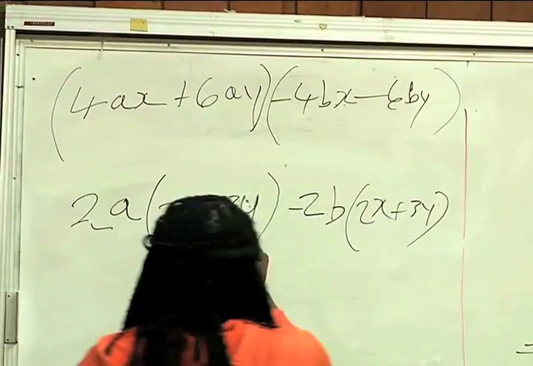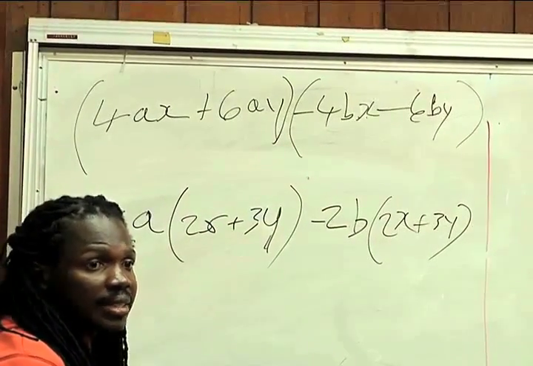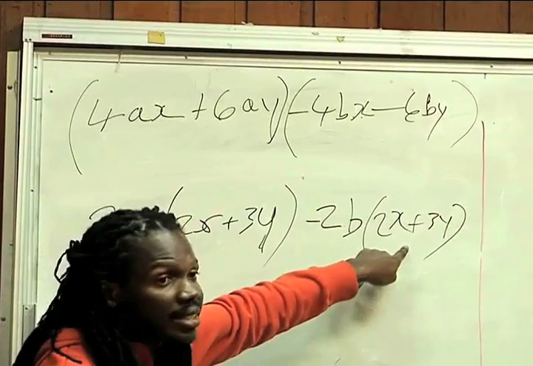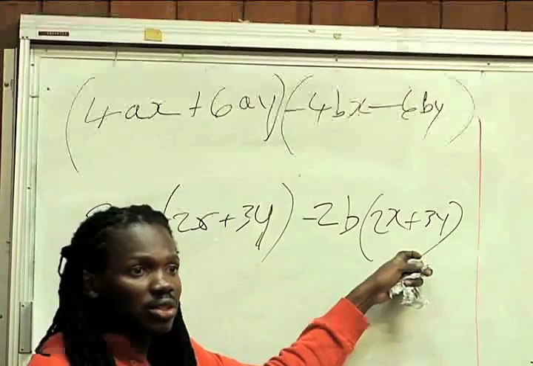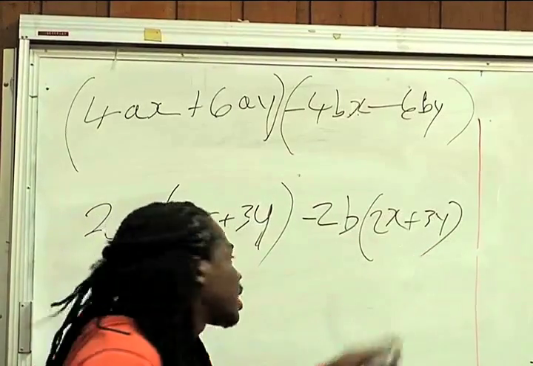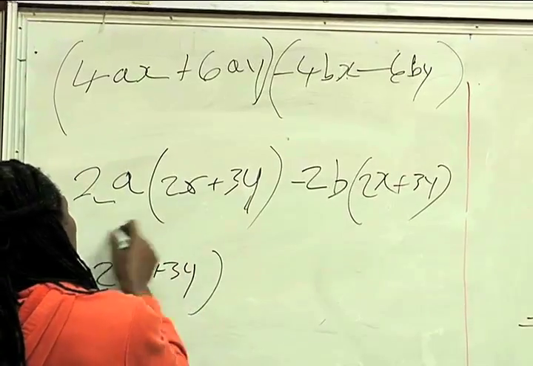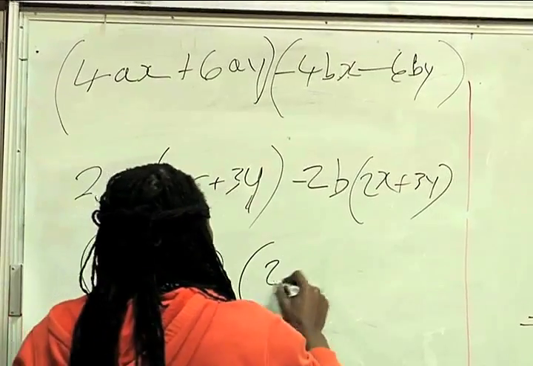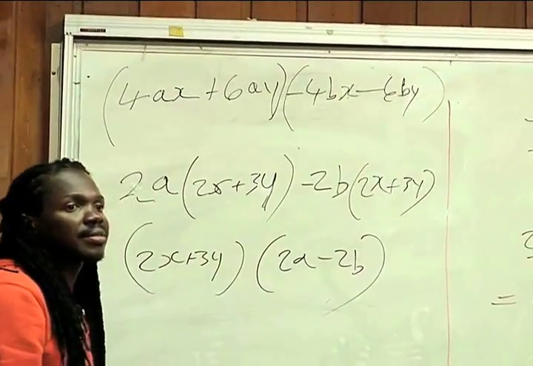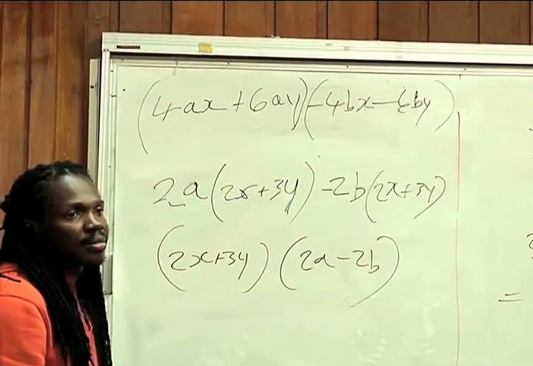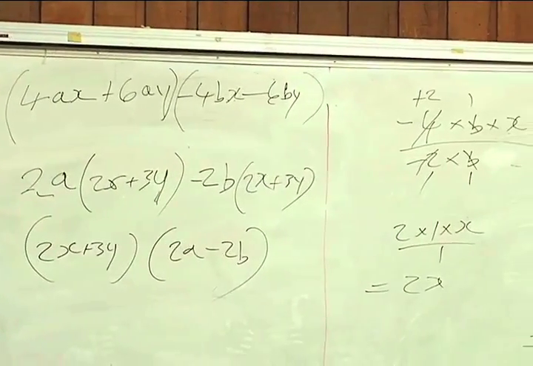Now if you realize, notice this and this are the same. 2x plus 3y, 2x plus 3y. So you carry down this and you put these together. That's the answer. See that?